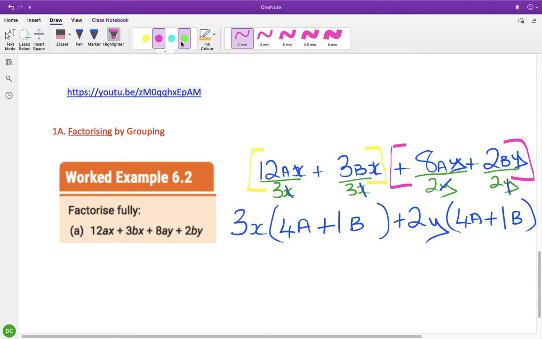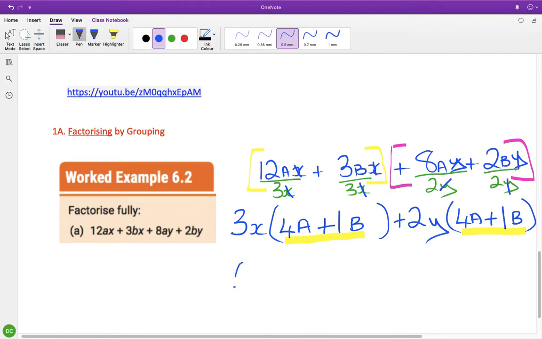Now, you are essentially finished. But you must check that this bracket exactly matches this bracket. Okay? If not, then you have to go back and make adjustments in the first line. Okay? Now, in this case, they do match perfectly.